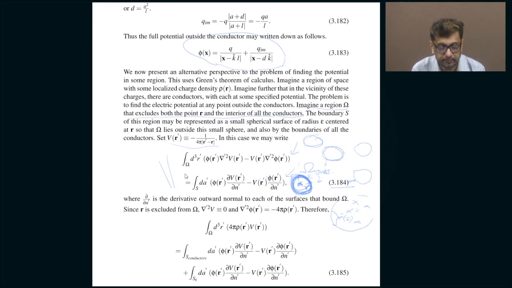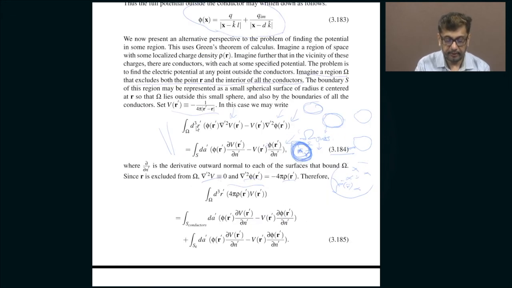So, r dash is outside that small sphere. There is no chance that r dash and r will come very close, because there will always be a minimum distance epsilon from each other. If that is the case, then del squared V is 0, because they will never come close to each other. But del squared phi is of course minus 4 pi rho, because in region omega we expect del squared phi to obey the Poisson equation. So, you see this is 0 and this is your Poisson equation. Therefore, this left hand side will basically become minus 4 pi rho.